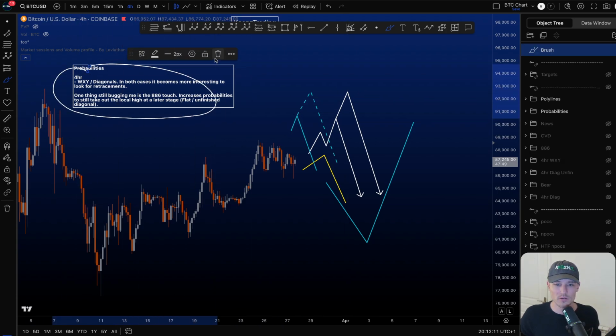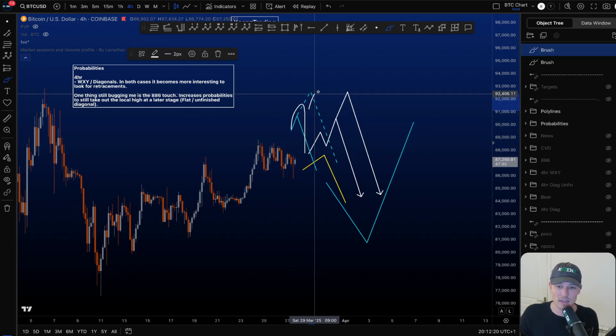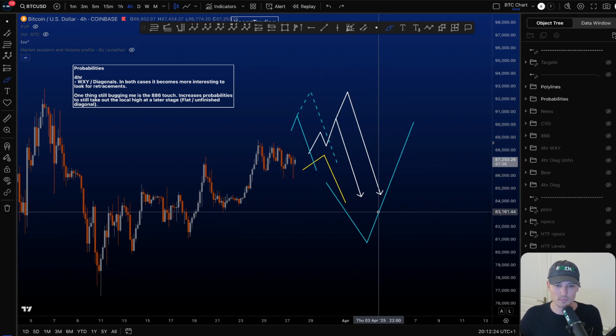Here you can see it written down for our WXY and diagonals, higher probabilities. In both cases, more interesting to start looking for retracements and price to move to the downside, touching some support.